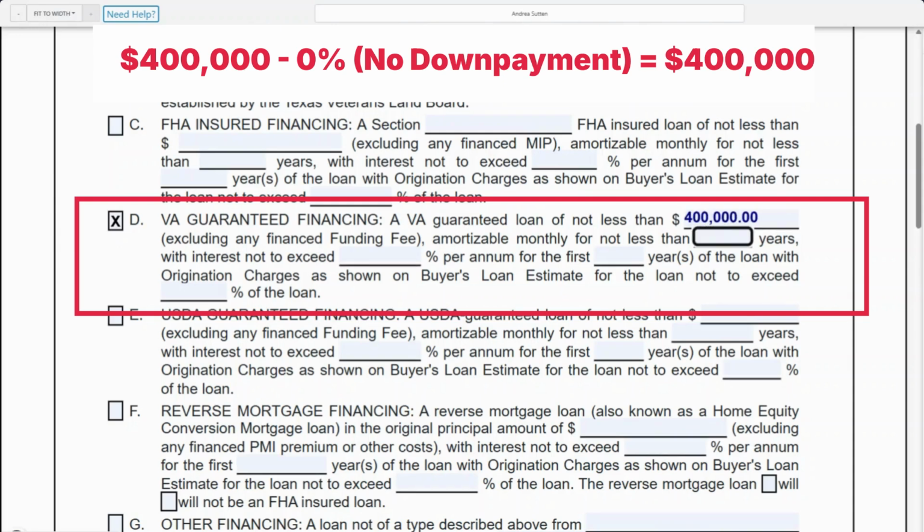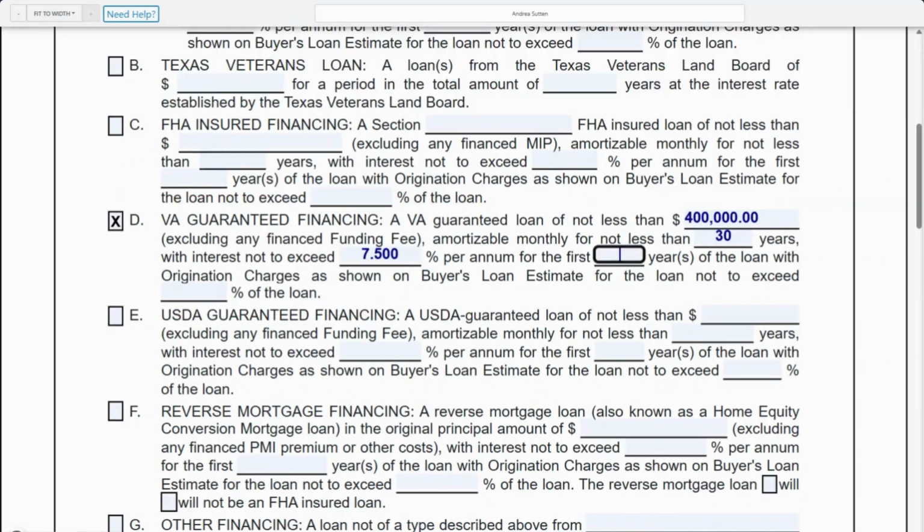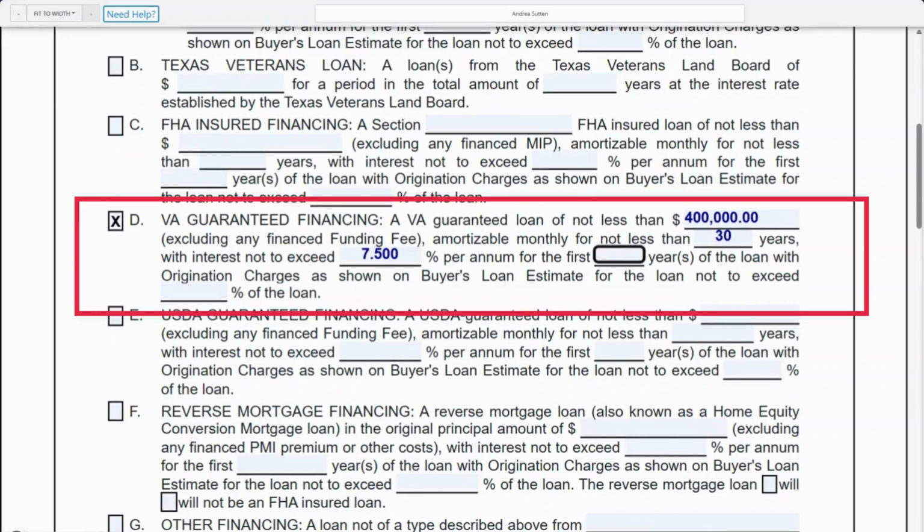The number of years is almost always 30. VA loans have better interest rates, but we'll still put an amount here above the current market rate, so let's go with 7.5%. The per annum will be the same as the length of the loan, in this case 30 years. And for origination charges, let's just put 1%. And you're done with this section.